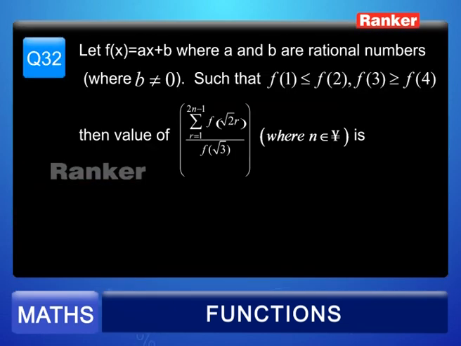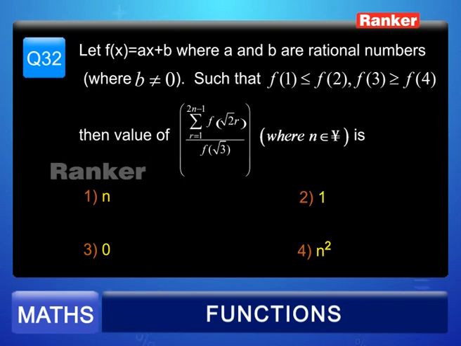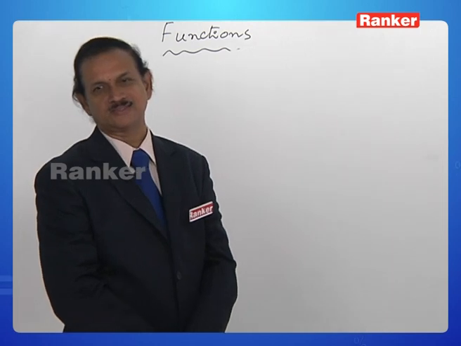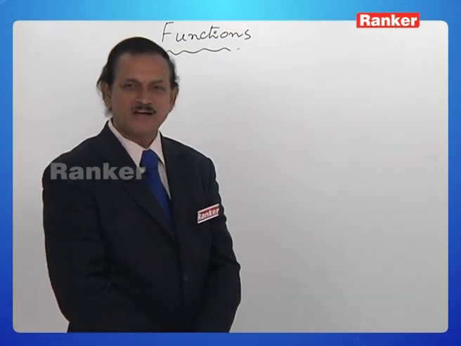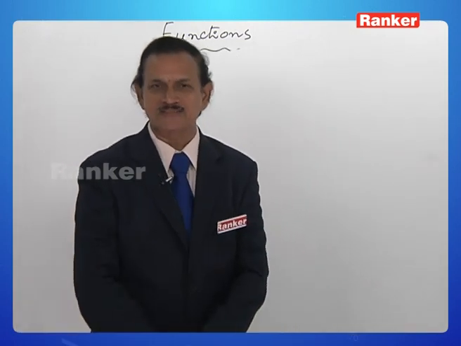In this question, we have f of x equal to ax plus b, where a and b are rational numbers with b not equal to 0, such that f of 1 is less than or equal to f of 2, and f of 3 is greater than or equal to f of 4. Then the value of sigma r equals 1 to 2n minus 1 of f of root 2r by f of root 3, where n is a natural number, is a peculiar question. The way of understanding the given function plays the main, vital role here in solving the question.